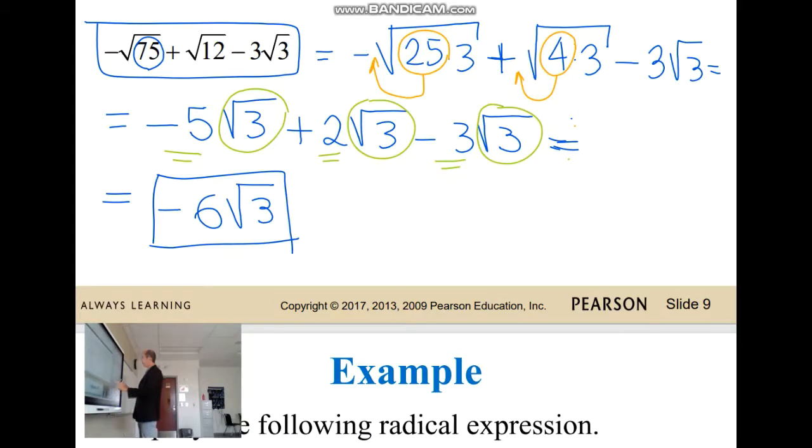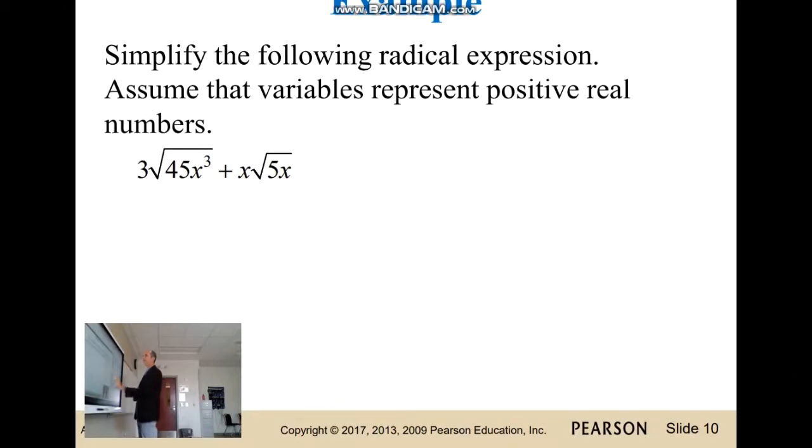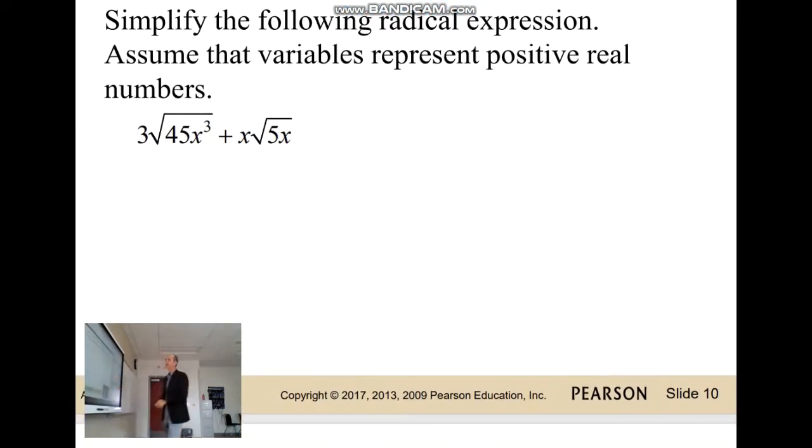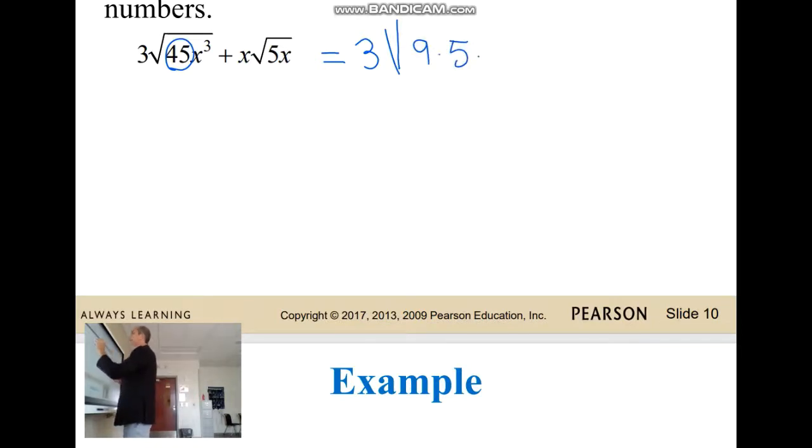All right, another example. We have another example that we can work out here. Simplify the following radical expression. Assume that variables represent positive real numbers. So now we are working with some variables. We are assuming the variables are positive real numbers. And let's check how to work this out. And we have 3. We can factor out 45, right? 3 square root. 45 is 9 times 5 times x cubed.